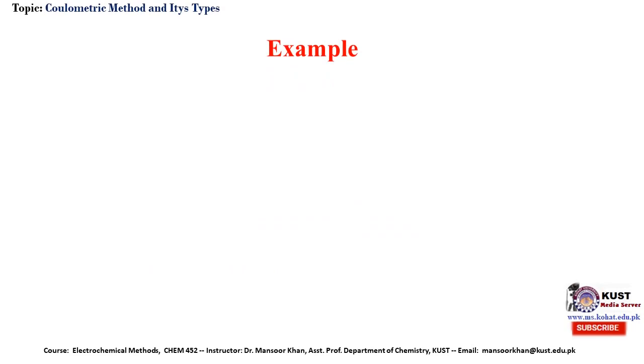Now, we will take a single example in order to explain the colorimetric method. The example is colorimetric titration of chloride negative. We will determine the concentration of chloride in the unknown solution by using colorimetric titration.